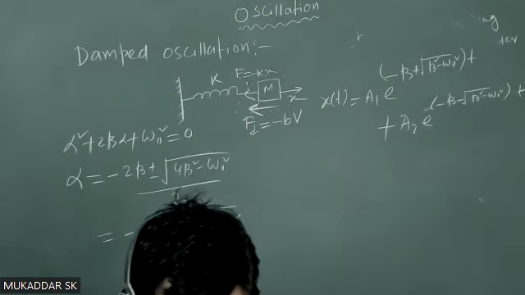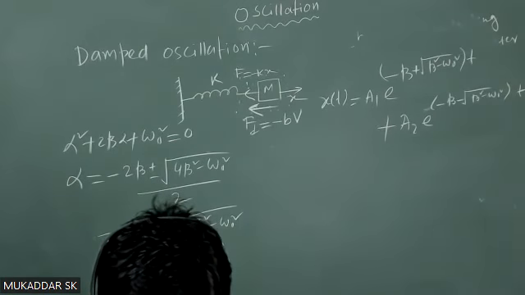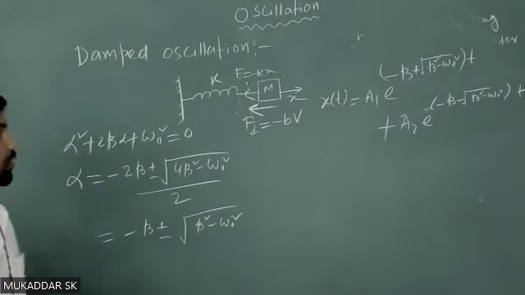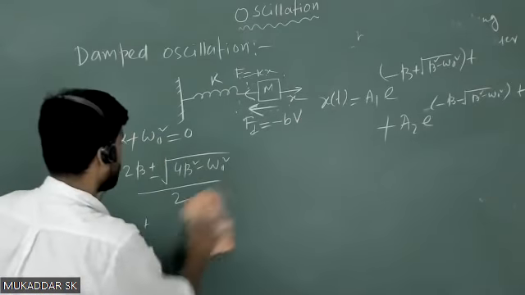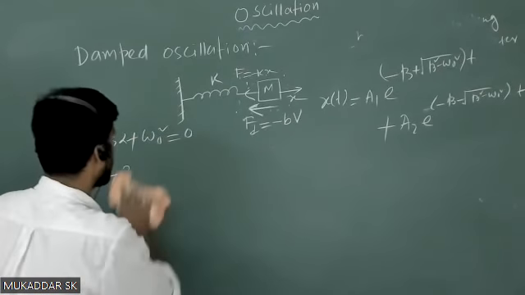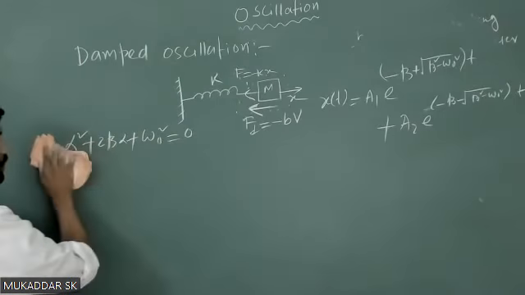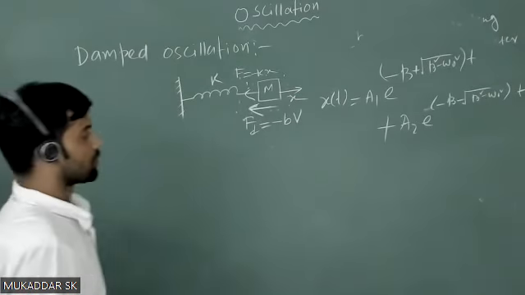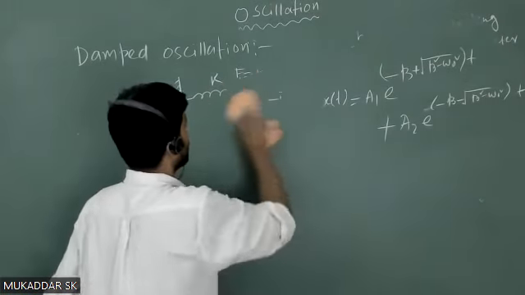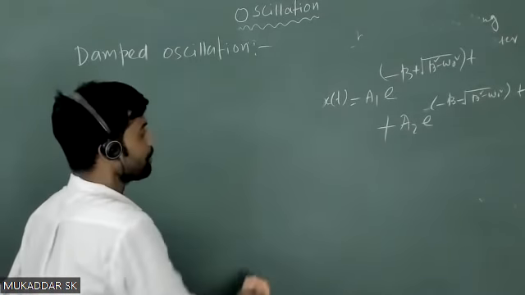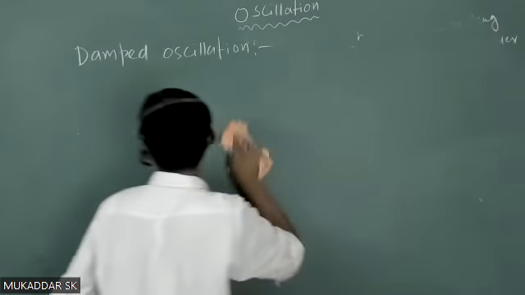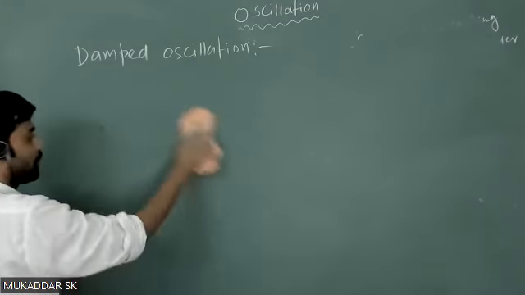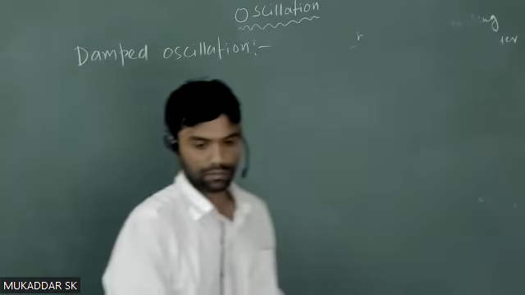Now there will be 4 cases. So when beta equals 0, beta square greater than omega naught square, beta square equal to omega naught square, and beta square less than omega naught square. Okay. So there will be 4 cases, and that will decide your motion. So tomorrow, in the next class, I will discuss these things. Okay. So over damping, under damping, and pure oscillation, everything I'll discuss in the next class. Okay.